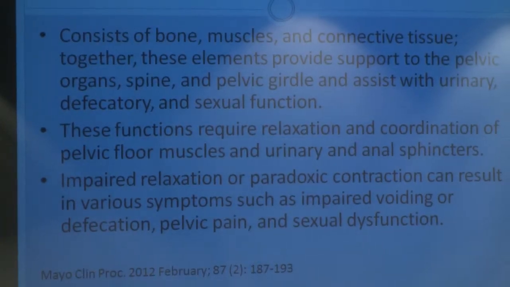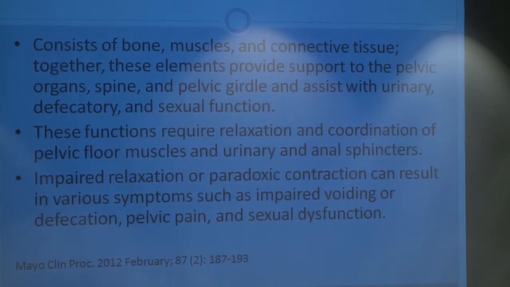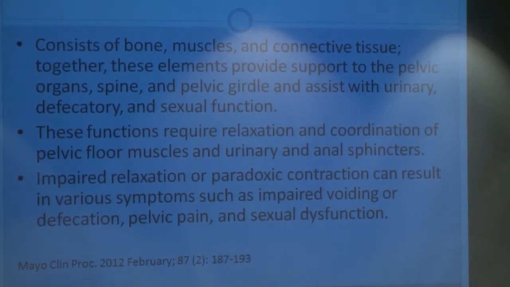So the pelvic floor consists of bone, muscles, and connective tissue that support the pelvic organs, spine, and pelvic girdle to assist with urinary, defecatory, and sexual function. These functions require relaxation and coordination of the pelvic floor muscles and urinary and anal sphincters to work correctly so that we can correctly void and stool. If these coordinated contractions are paradoxical, they can result in various symptoms such as impaired voiding, defecation, pelvic pain, and even as far as sexual dysfunction.